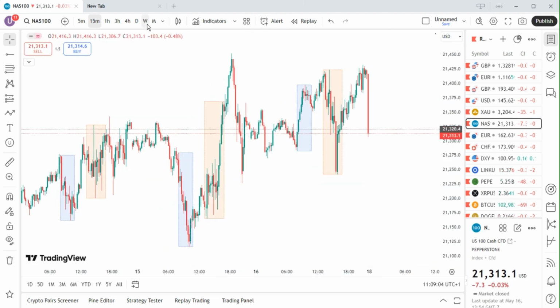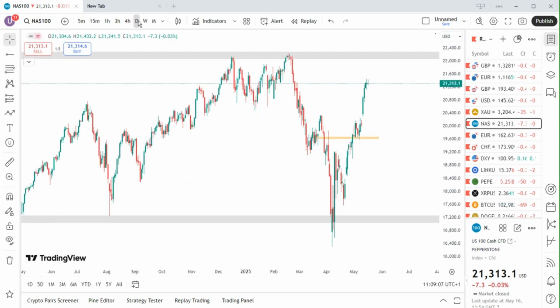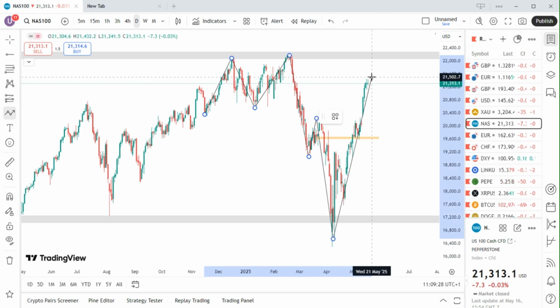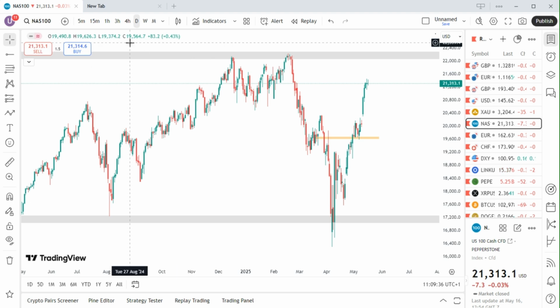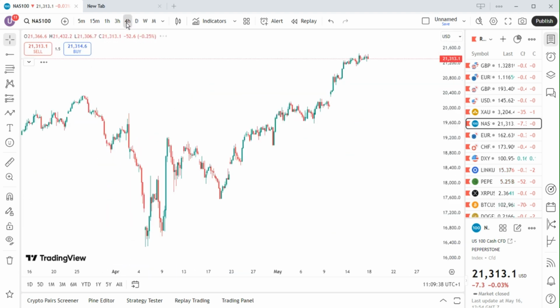Let's go to the daily time frame. On the daily time frame, let's put meaning into this. We are moving higher high, higher low, higher high, lower low, lower high, lower low. After the lower high, we have a lower low. After this lower low, we have a higher high. So we are bullish on the daily time frame on NAS 100. Let's move down to the 4-hour time frame to see possible trading opportunities.